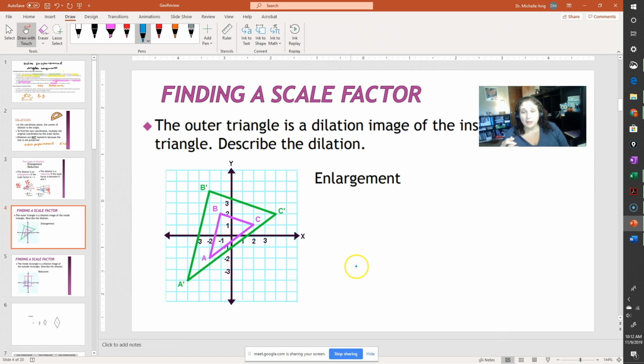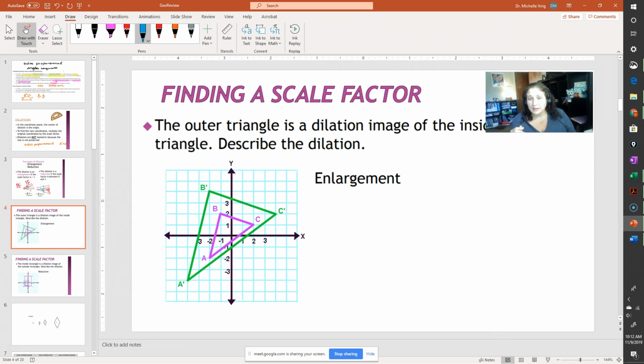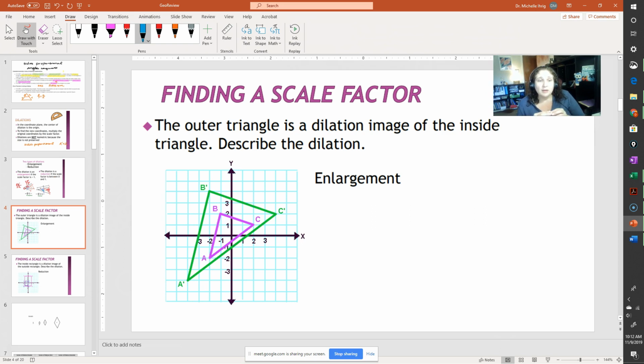So let's take a look here. It says, the outer triangle is a dilation image of the inside triangle. Describe the dilation. So let's think about a couple things that we know about dilation. Technically speaking, anytime we have a dilation and they don't give us a center of dilation, we know the center of dilation is going to be the origin. But in this case, let's prove it.